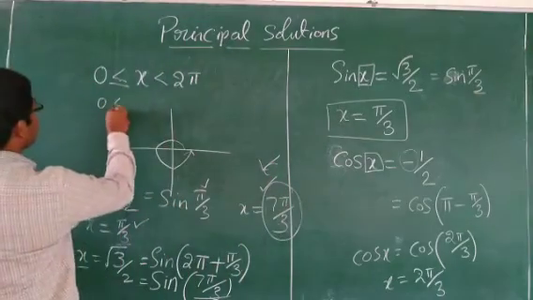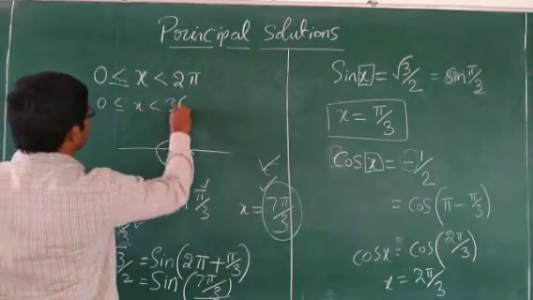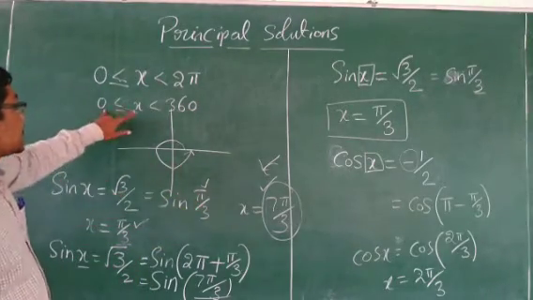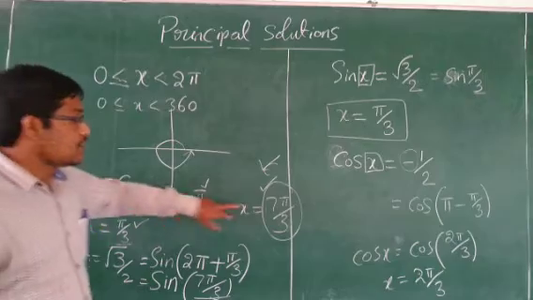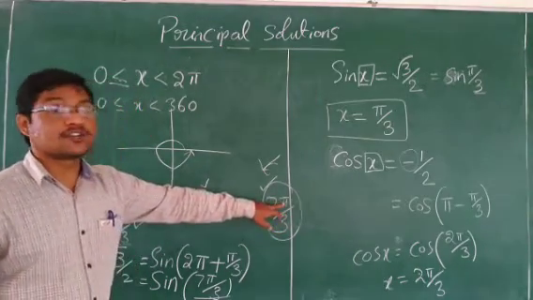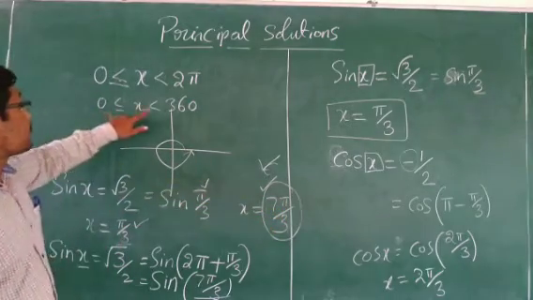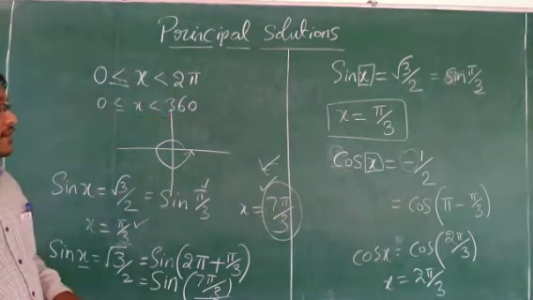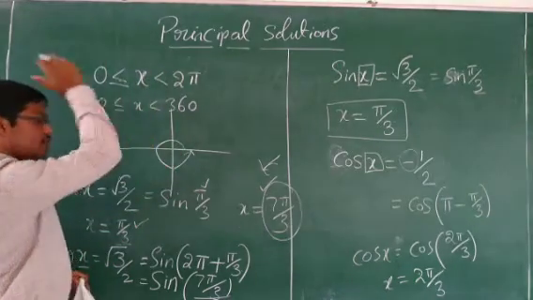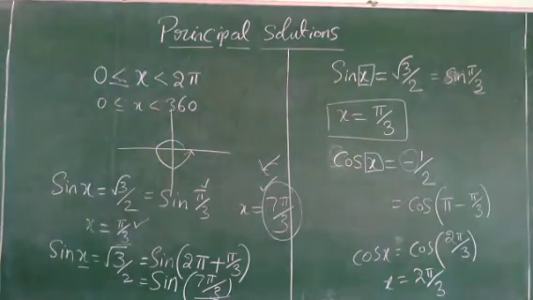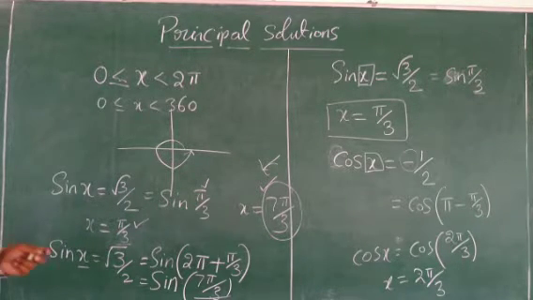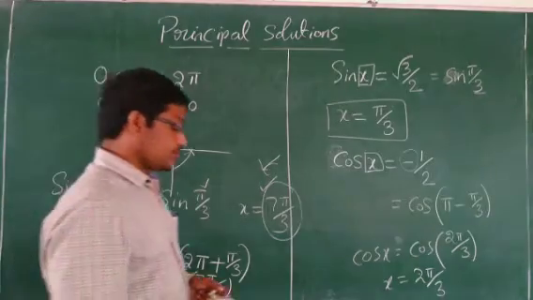2 pi means it should be between 0 to 360. Pi by 3 means 60, and 60 is between 0 to 360. But 7 pi by 3 means 7 into 60, which is 420. But 420 is not in this interval. After making one complete rotation, you will get 7 pi by 3, but that will not be the principal solution.